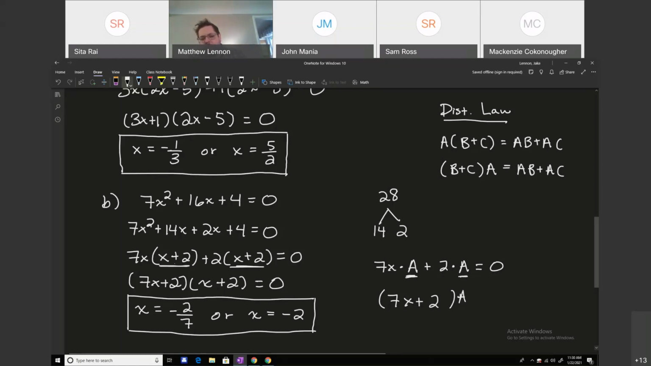Yes. So do you see how this x plus 2 is really acting like the capital A? Right? So this line is supposed to look like this line. So just think of capital A as x plus 2. Capital A is just basically standing for an algebraic expression that matches.